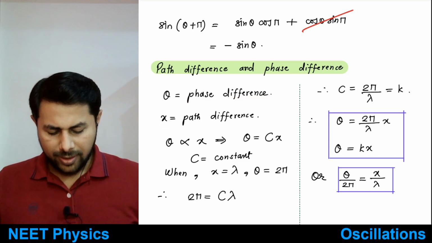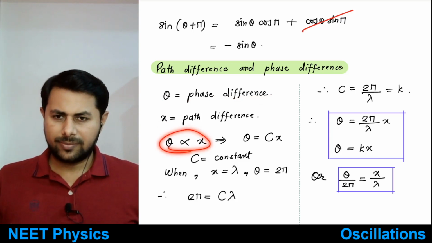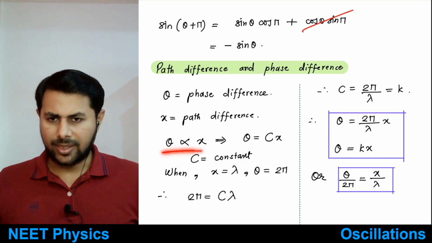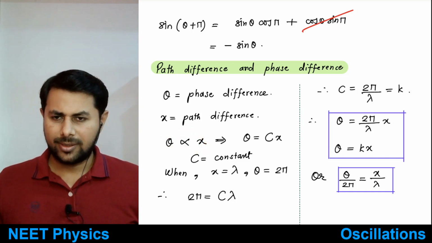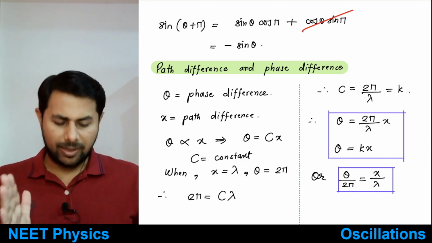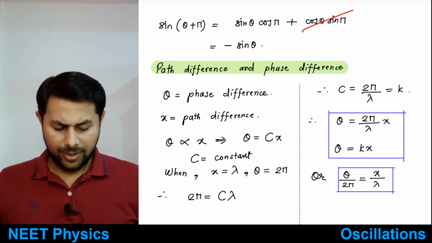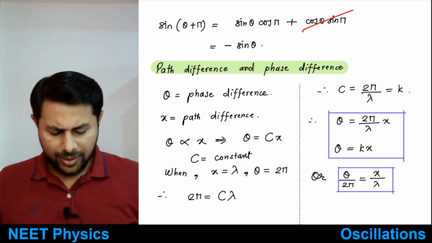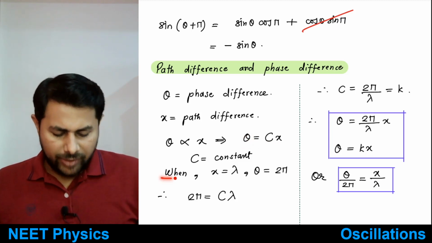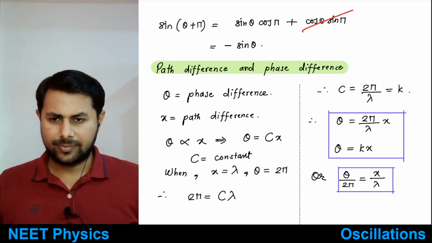Okay. So then this theta must be directly proportional to x. It must be directly proportional to x because the wave is traveling with a constant speed, right? So we can write that theta is equal to some constant c times x. Okay. And then when you have x equal to lambda, theta is equal to 2 pi, right?